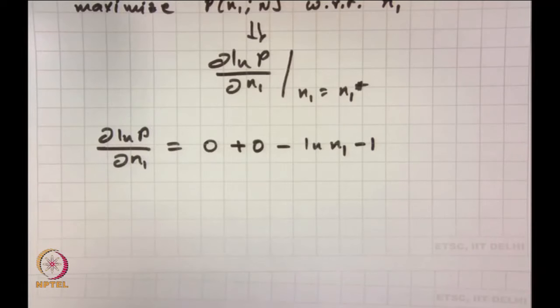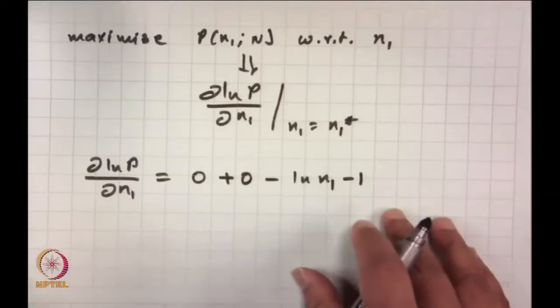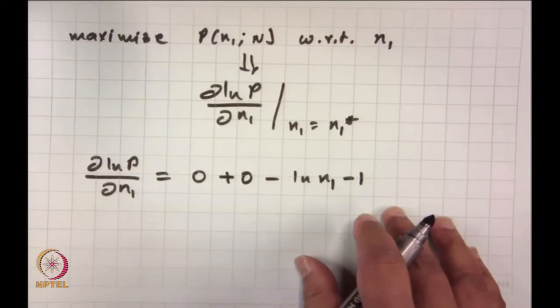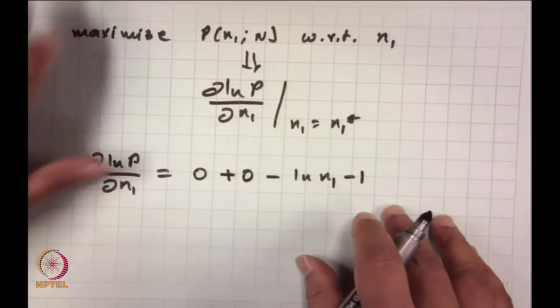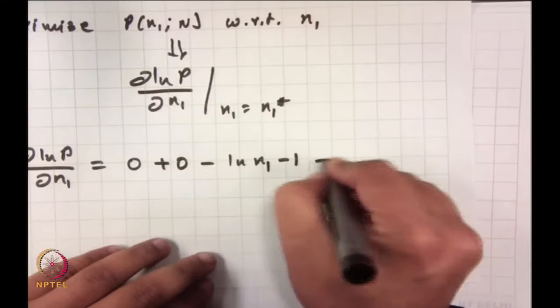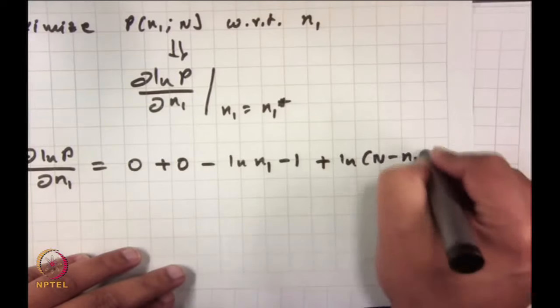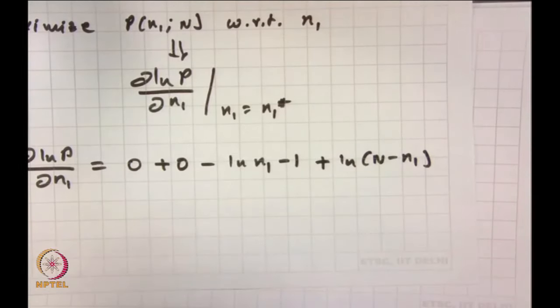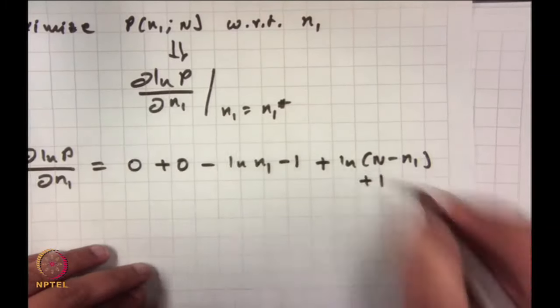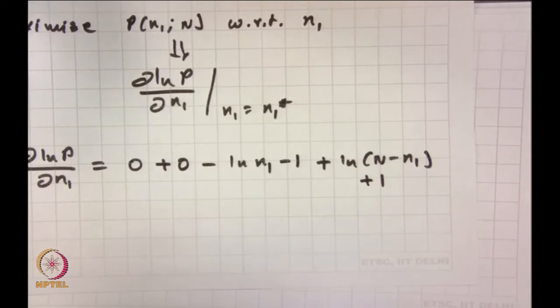Now, what about the next term? You have to be careful because we already have a negative sign before n1, right. So, the next one would be plus ln(n minus n1), right, and what is the next one? It will be plus 1, right, because n is a constant anyway. So, n minus n1, it is just n1 that is a variable.